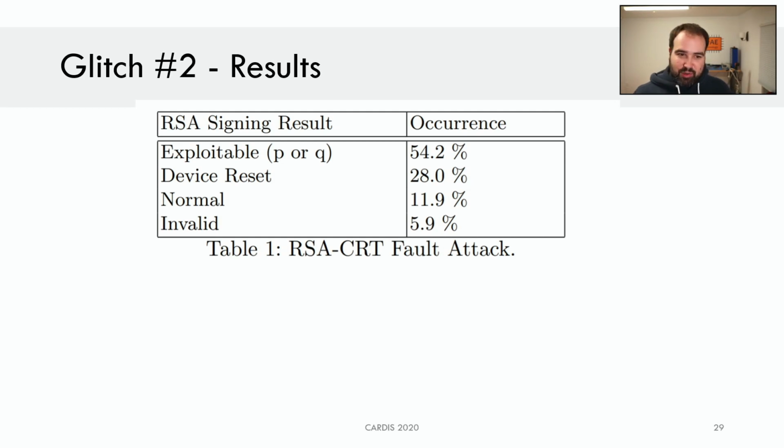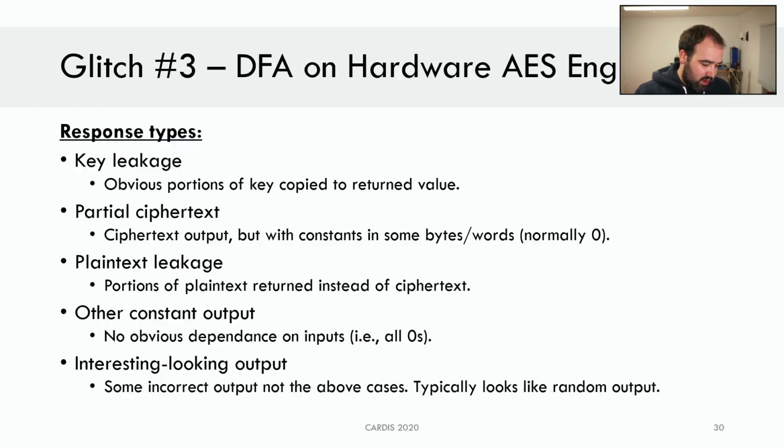So you saw it was a very reliable glitch with the loop. To confirm, you get an exploitable P or Q with the RSA glitch, and it works very well. About 54% of the time you do get an exploitable result, which means I recover P or Q when I run the attack.